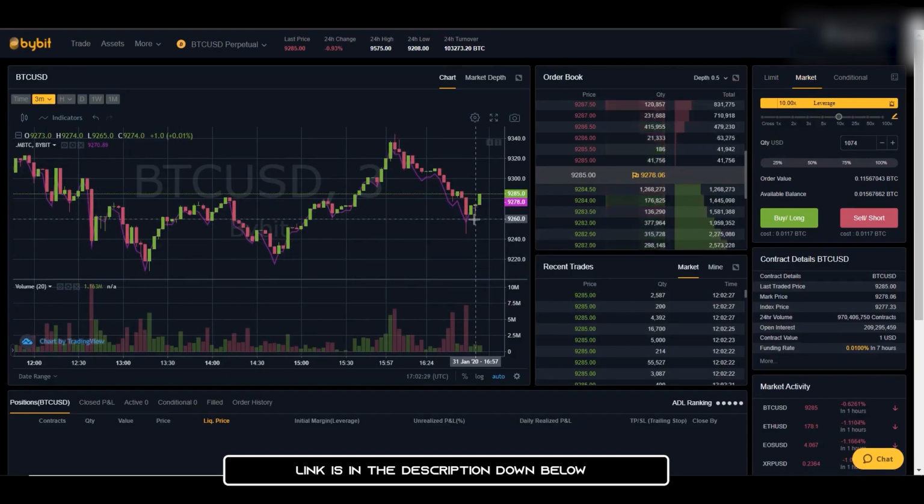And market is just buying in at the current price. So the current price is $9,285. So if you were in a hurry, or if you saw a big move and you thought it was going to continue to go, you would use market to get filled right away, automatically.